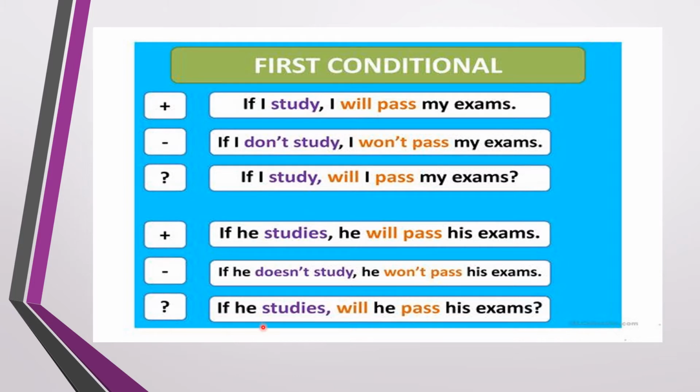And the last form, which is the interrogative form, if he studies, will he pass his exams? If plus subject he plus the main verb, which is in the present simple, will plus subject plus base form and the complement of the question.